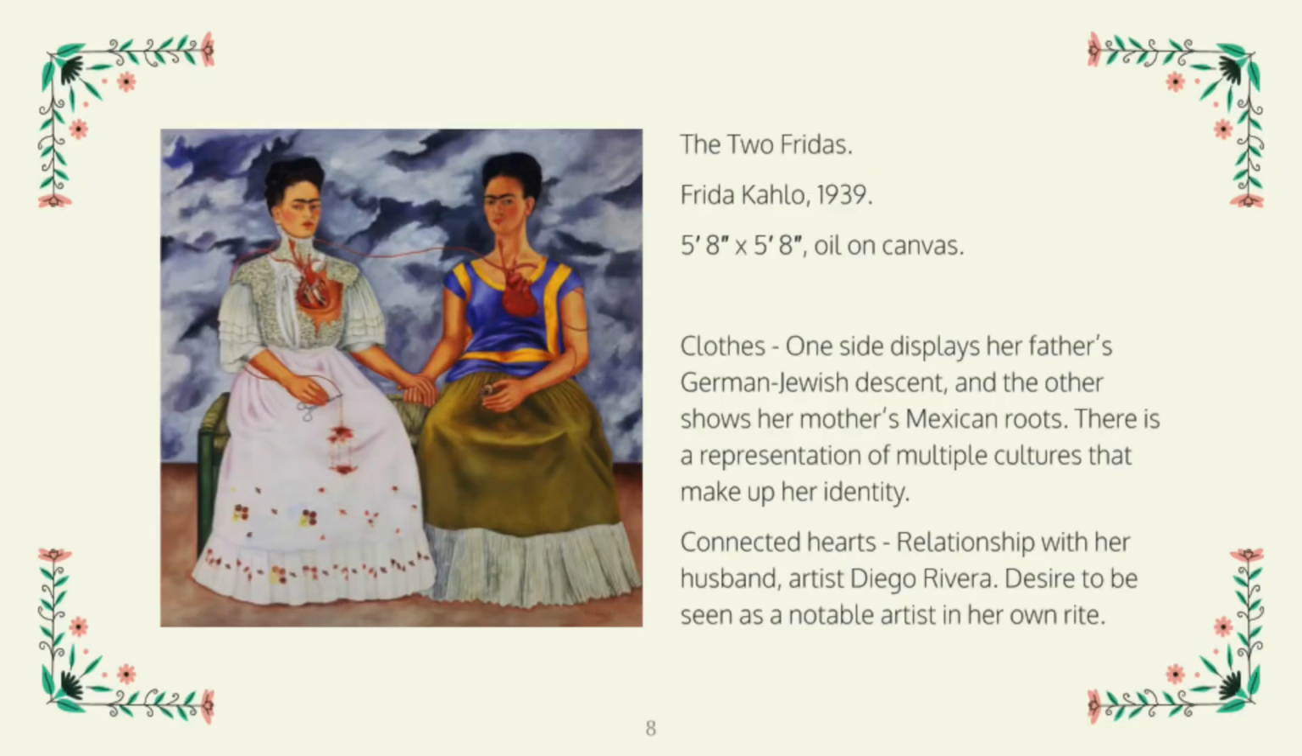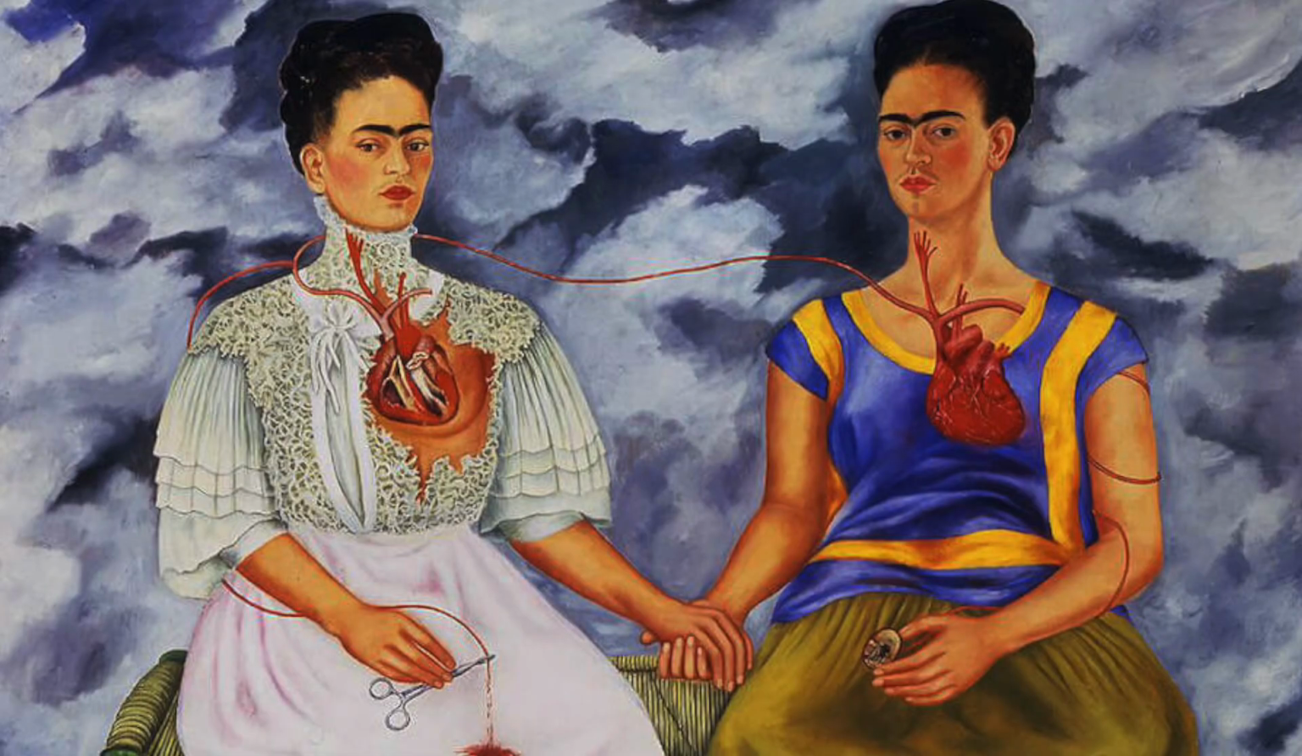This painting from 1939 is titled The Two Fridas. The dresses of the two Fridas are important. One side displays her father's German-Jewish descent, and the other shows her mother's Mexican roots. The white dress is a classic Victorian wedding gown which covers her body, giving the impression of conservatism and purity. On the right side, representing her Mexican heritage, we see a more colorful and less restrictive dress.